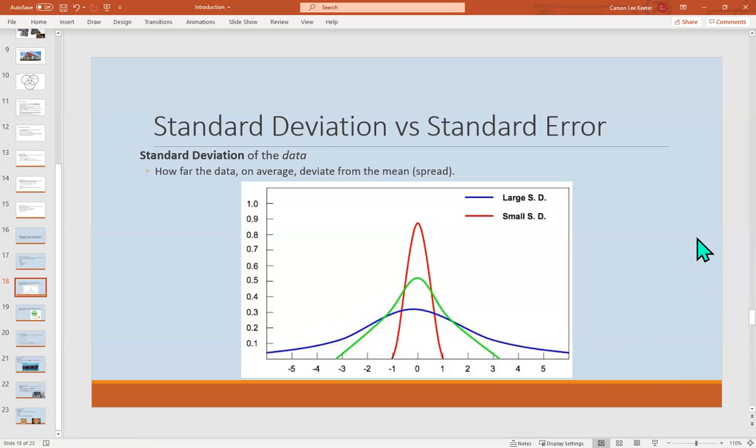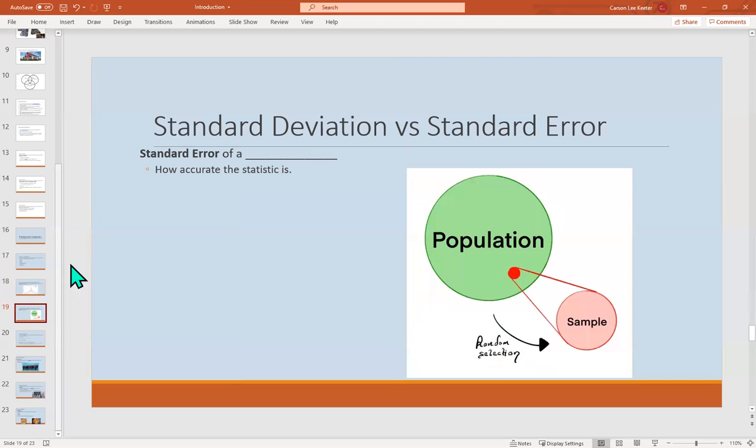So standard deviation is 100% oriented around the data that we have. Okay. We're not making any inference about anything. It just is what it is. And that's that. Okay.